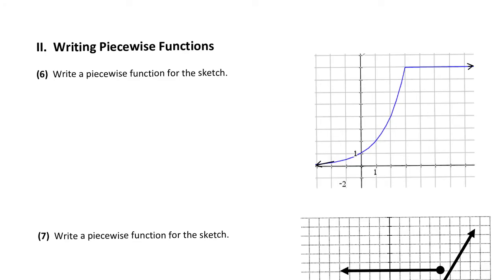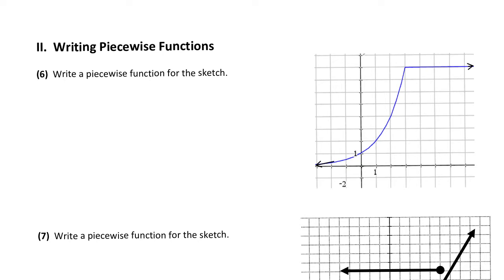Today we're going to talk about writing piecewise functions when we're given a sketch of a graph. So we are still in our Unit 5 packet. We are on page 25. This is the top of the page, number 6. So we're going to look at this graph right here.